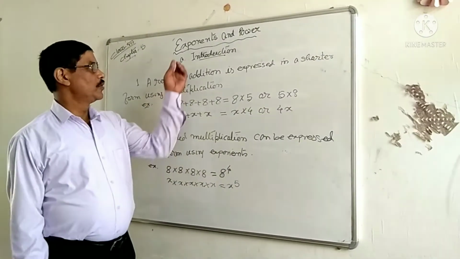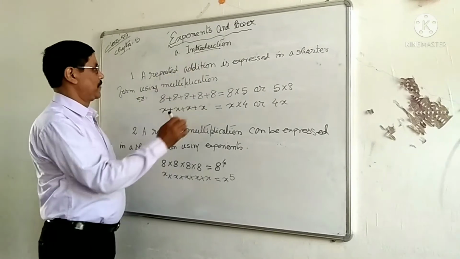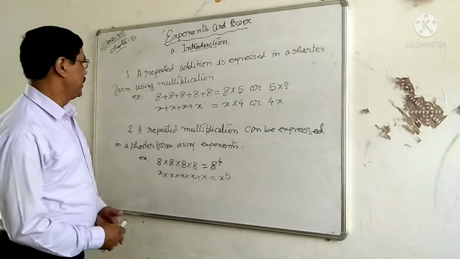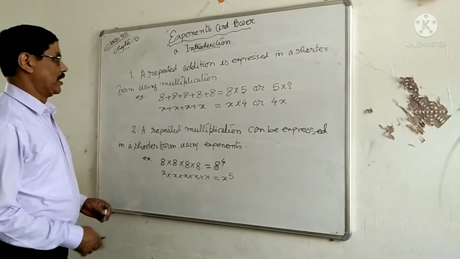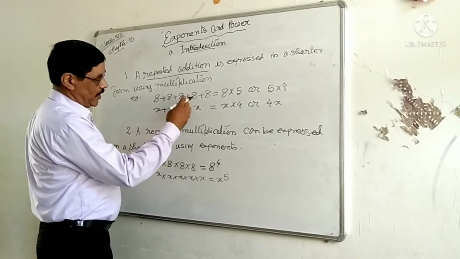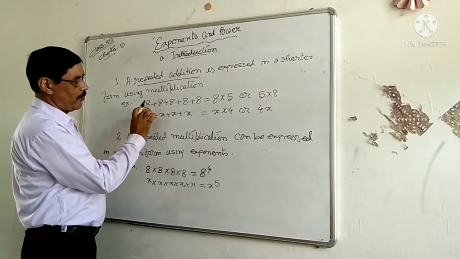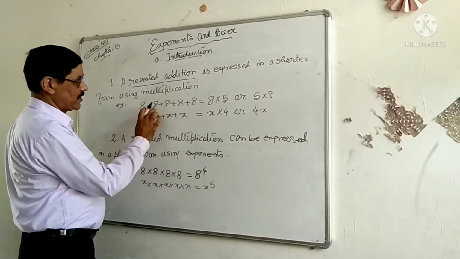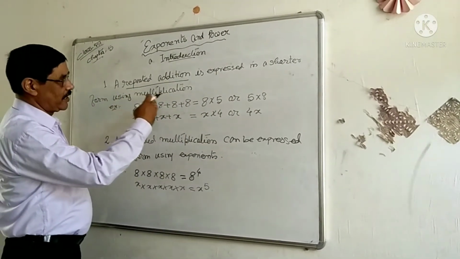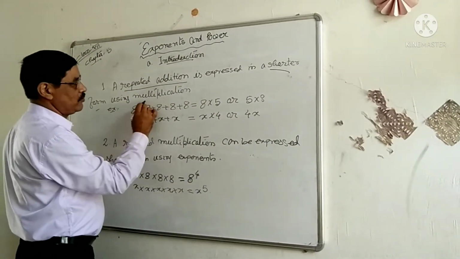First of all, you must know about exponent and power. For that, let's go to our introduction part. First one, a repeated addition is expressed in a shorter form using multiplication. A repeated addition means when a term is added repeatedly, means continuously. Look at this here, 8 is added 5 times, 8 plus 8 plus 8 plus 8 plus 8 in this way. So when a term is added repeatedly, it can be expressed in a shorter form using multiplication.